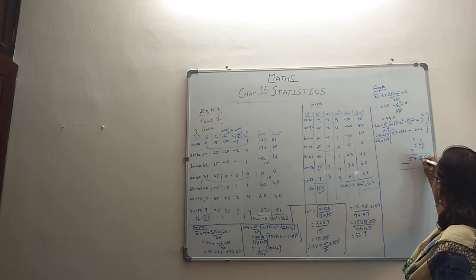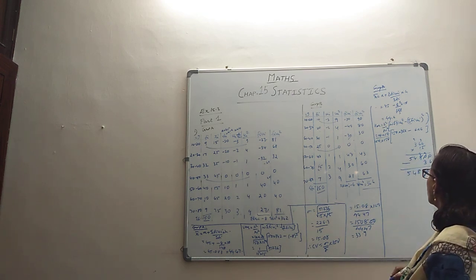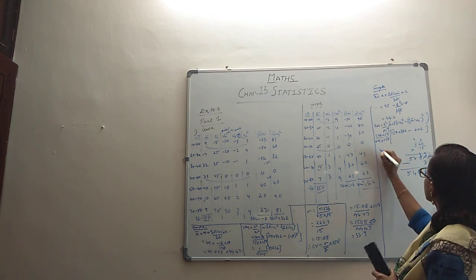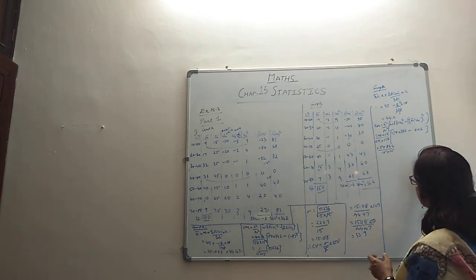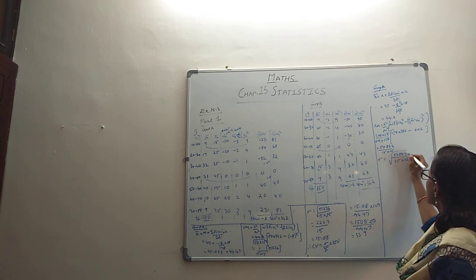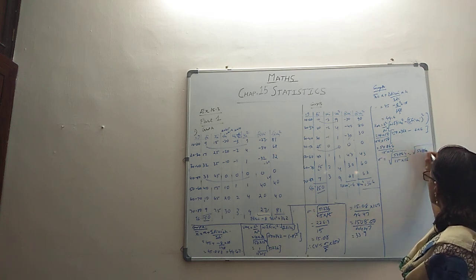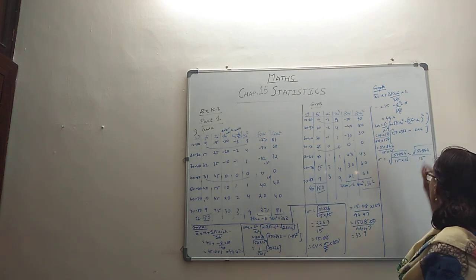Minus 36. So we get 5, 4, 8, 6, 4. Let me write this: 5, 4, 8, 6, 4 by 15 into 15. Now variance is of no good to us. We have to have the standard deviation, and standard deviation is the root of this: 5, 4, 8, 6, 4 by 15 into 15. So right away we just have to find the root of 5, 4, 8, 6, 4 and 15. So let's get the root of this now.